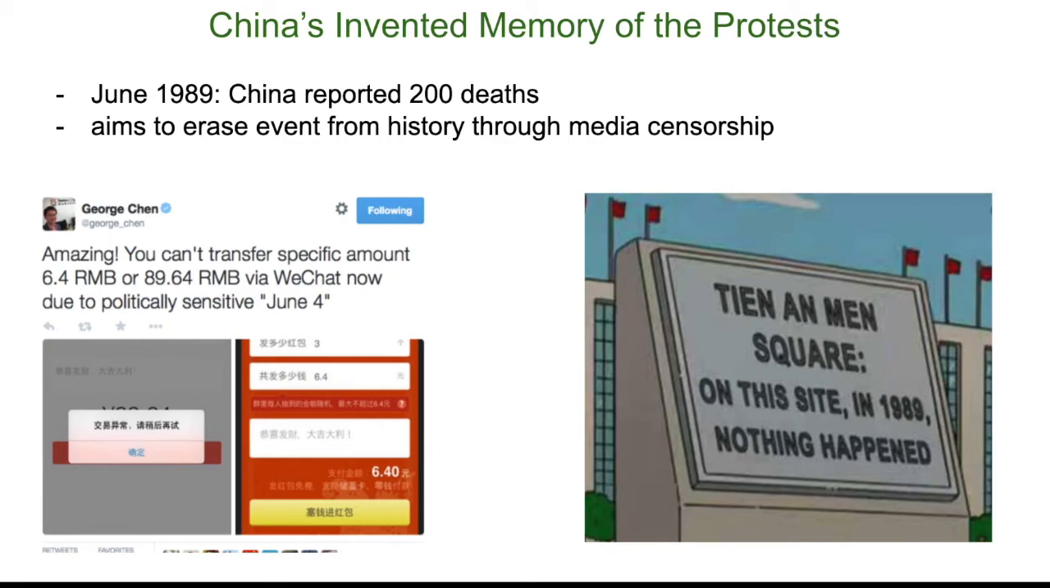Security forces are mobilized annually on June 4th to prevent public remembrances. And on the 26th anniversary of the event, money transfers made through the popular messaging app in China, WeChat, were even blocked if they were made in amounts with the numbers 64 or 89, because these numbers are references to the actual date of the massacre, which is June 4th, 1989. So as you can see on the left, users posted screenshots on Twitter showing that transfers of amounts like $6.40 weren't going through, and they got an error instead that said unusual transaction.